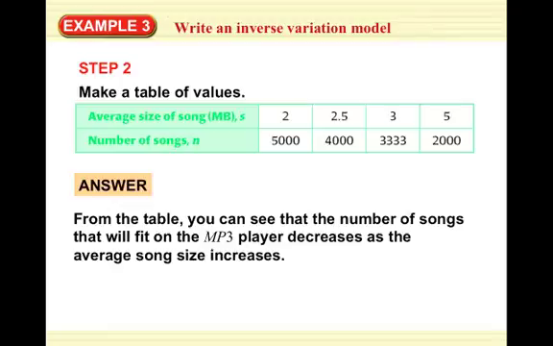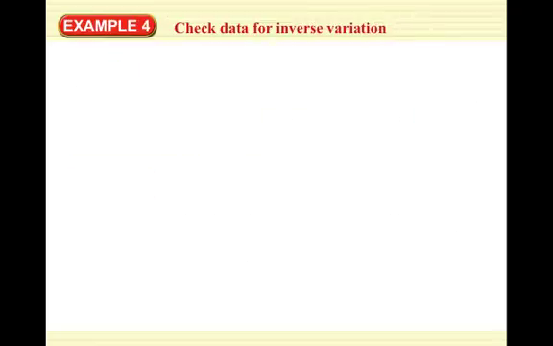From the table, we can see that the number of songs that will fit on an MP3 player decreases as the average song size increases. So as we go from left to right, the average song size gets larger, and the number of songs gets smaller. And that's what it means to be inverse, for there to be an inverse variation. As one variable gets larger, the other one gets smaller.